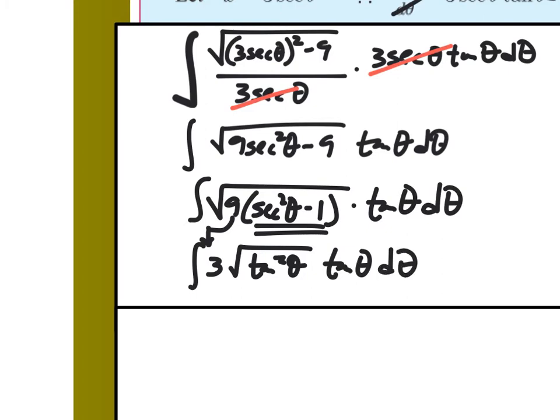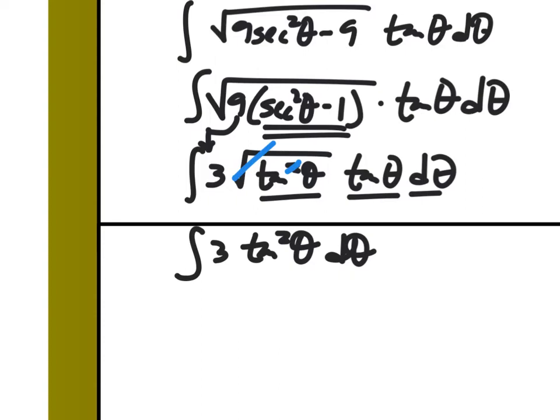Now, let's do a little bit more manipulation here. The square and the square root will cancel each other. So therefore I'll have 3 times tangent theta d theta. So that'd be tan squared theta d theta. Okay, so I'm going to pull that 3 out of there for just a second. And the integral of tangent squared theta d theta, I'm going to rewrite as secant squared theta minus 1.